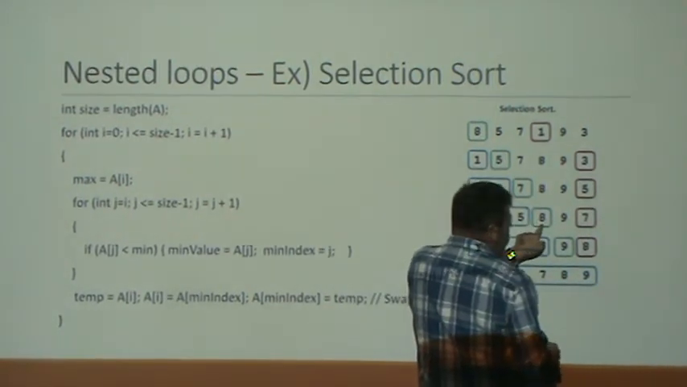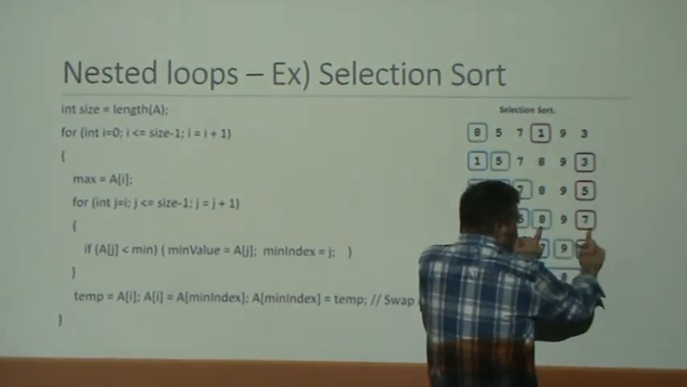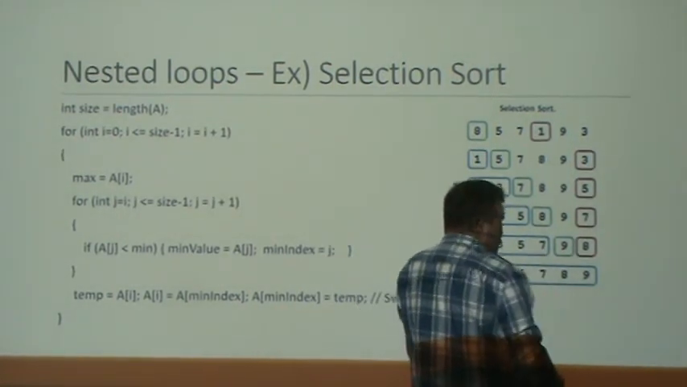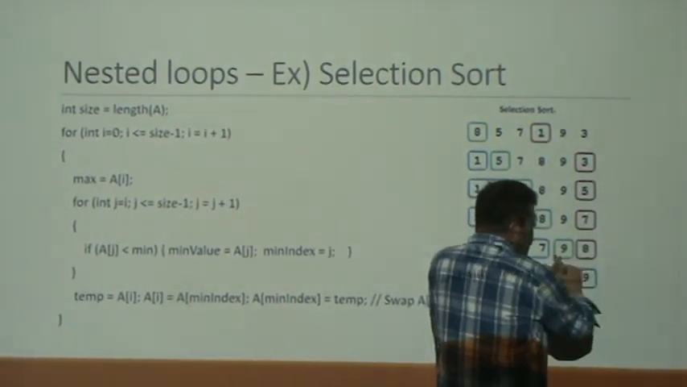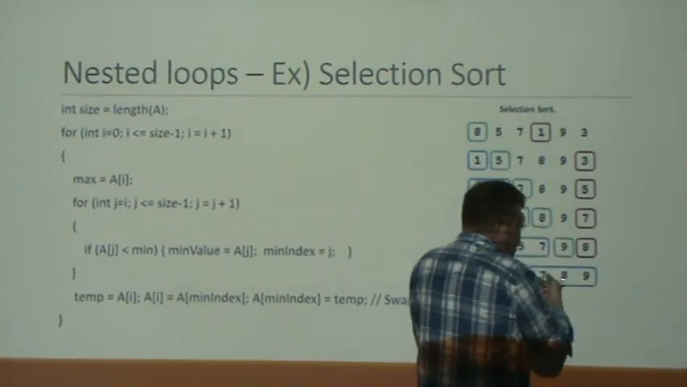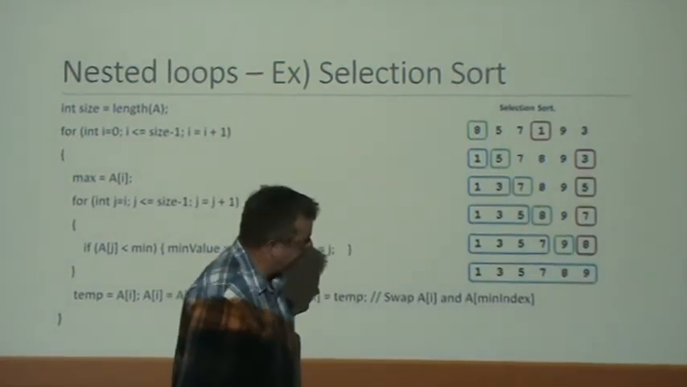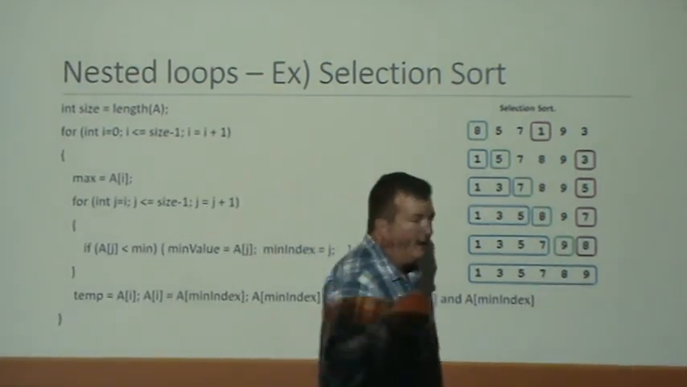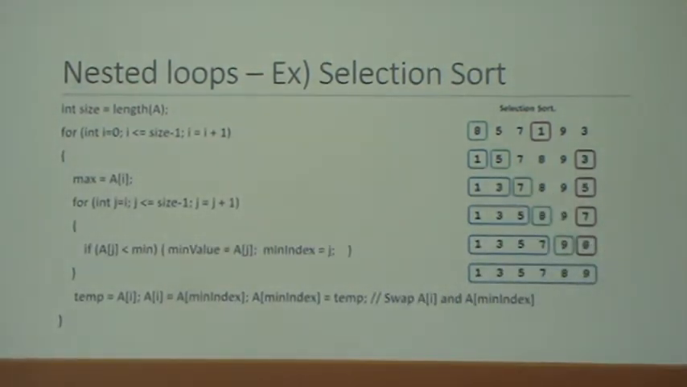We now grab the 8, look through these 3 numbers, look for the smallest number, swap them. So now we have 1, 3, 5, 7. Now we look at this one, find the smallest number in the remaining part of the array, swap them, and we're done. So this is called the insertion sort algorithm, which takes an array of random numbers and sorts them.